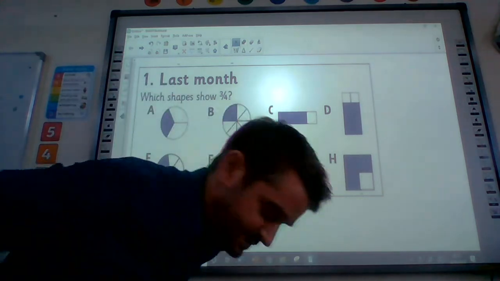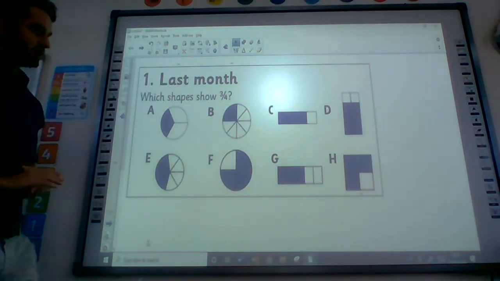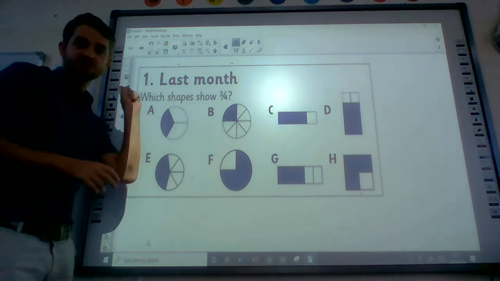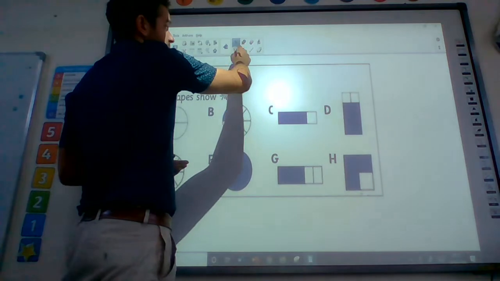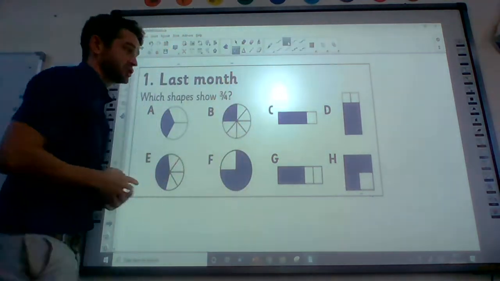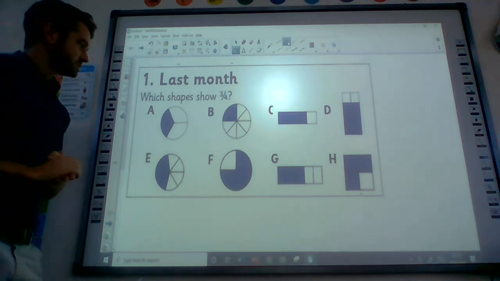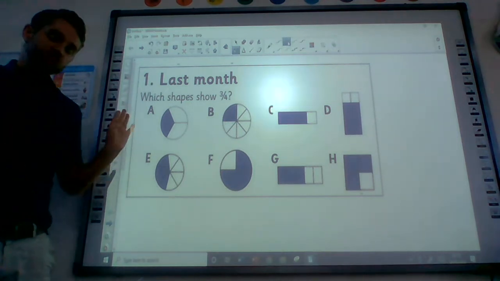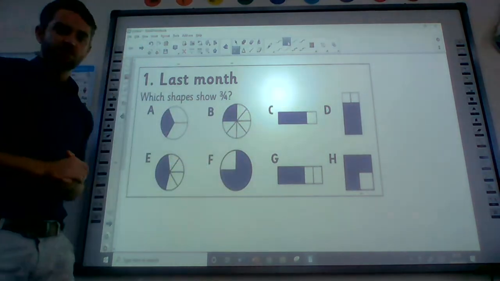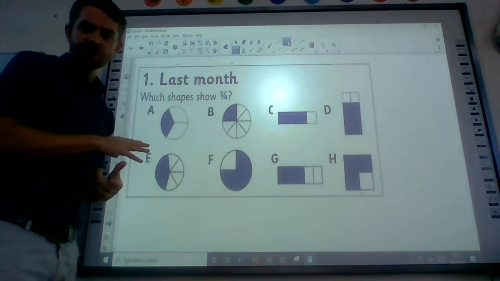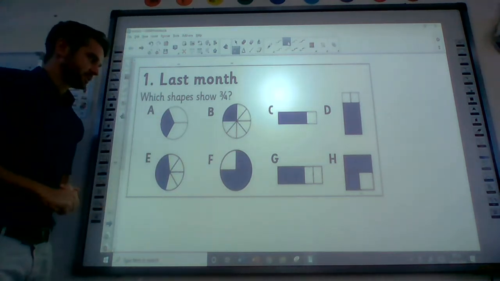We're starting with last month and our fractions. Now, you were asked to find which shapes show 3/4. So we go through each shape, decide if it shows 3/4, and if it does, circle it or tick it. It's up to you. If you're doing it in your book, you just need to write the letters of the shapes that show 3/4. Have a go at this now. Pause the video, come back and check your answers in a minute.